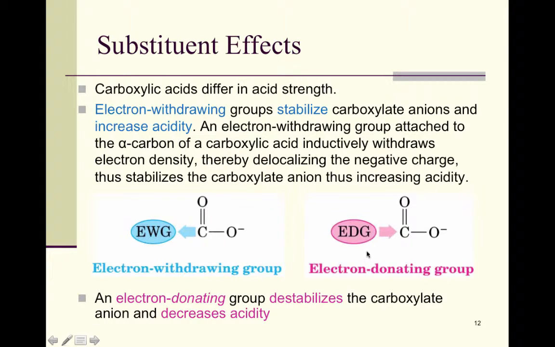An electron donating group destabilizes the carboxylate and decreases acidity. What it's going to do is it's going to be pushing electrons towards it, and that hydrogen's not going to want to get out of there.